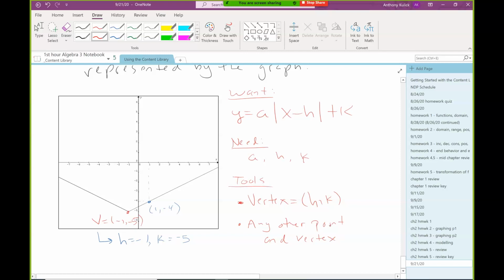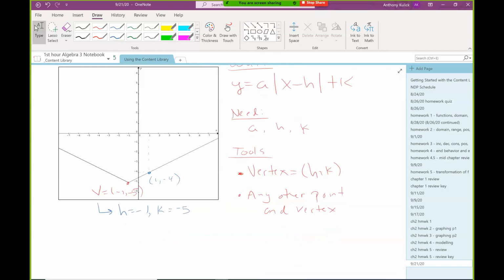So if I use that other point and the vertex, if I plug all of that in, this other point is an x, y, right? So I can plug in for the y. Actually, write that down above it so it's clear. And you guys go back and look at what we did there.